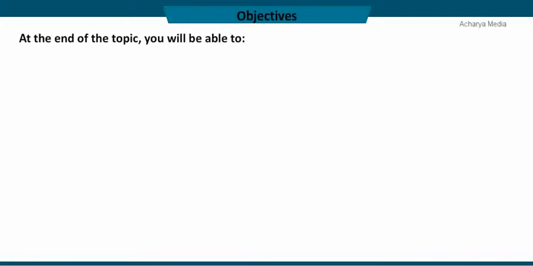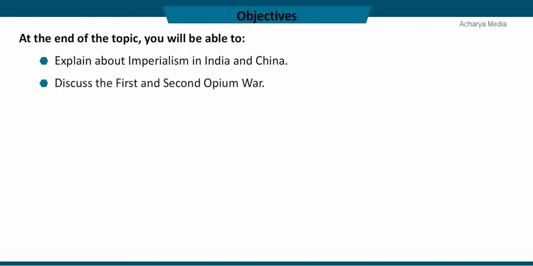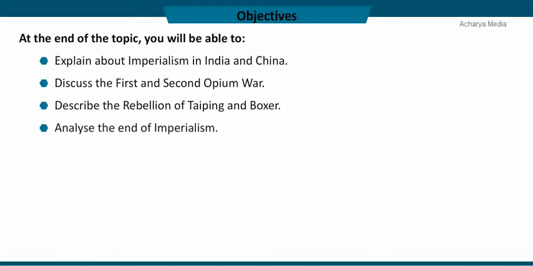At the end of the topic, you will be able to explain imperialism in India and China, discuss the First and Second Opium War, describe the rebellion of Taiping and Boxer, and analyze the end of imperialism.